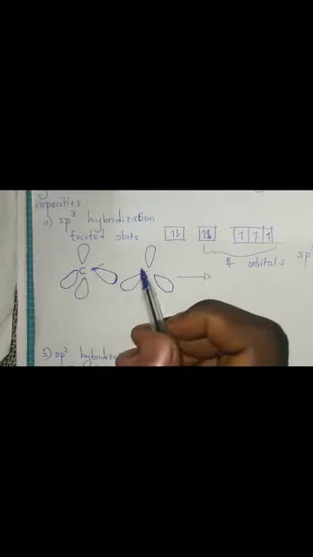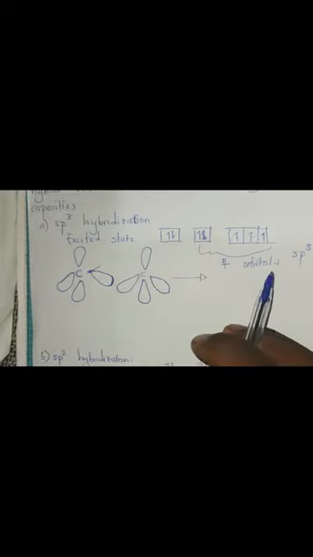Now, how are they arranged? They are arranged directed towards the four corners of a tetrahedron. So if you have two carbon atoms which are sp3 hybridized, that is, they have sp3 orbitals, and some of these orbitals overlap, what do we have?